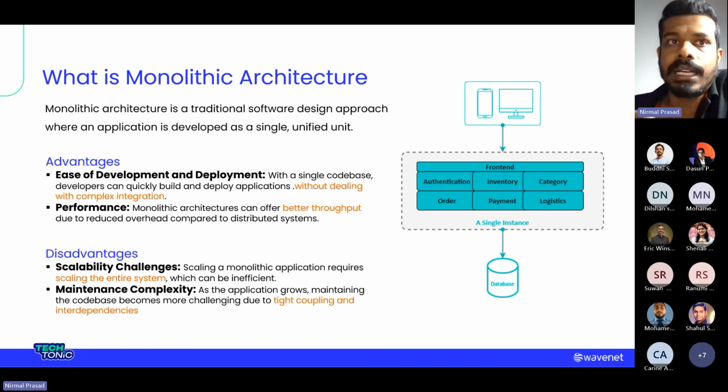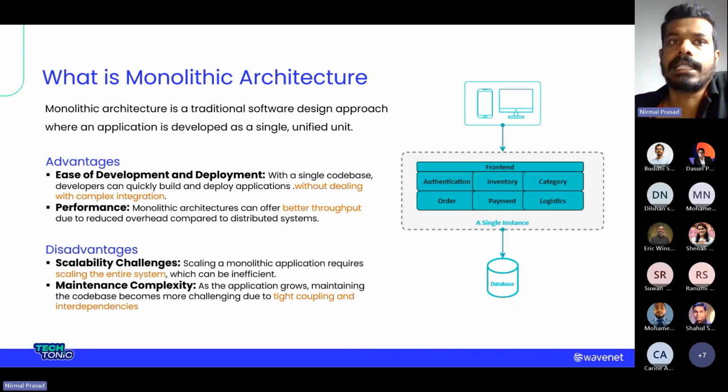And what are the disadvantages of this kind of architecture? The first thing is scalability. In this example, one particular module gets high traffic, such as category search and authentication, while payments get low traffic. Now we want to scale this system, but with this static single unit, we can't scale this kind of platform.